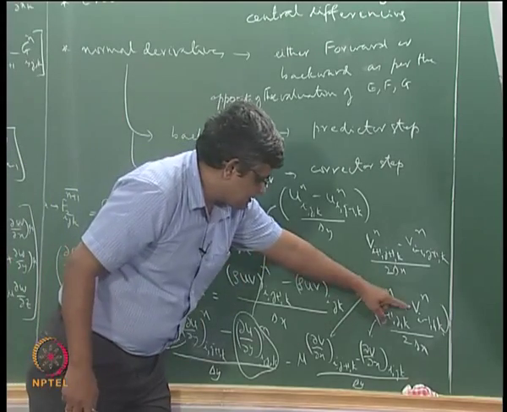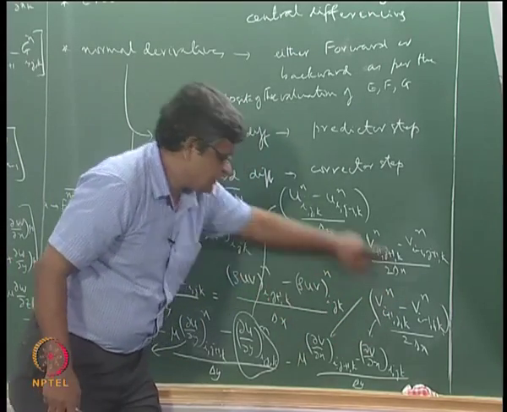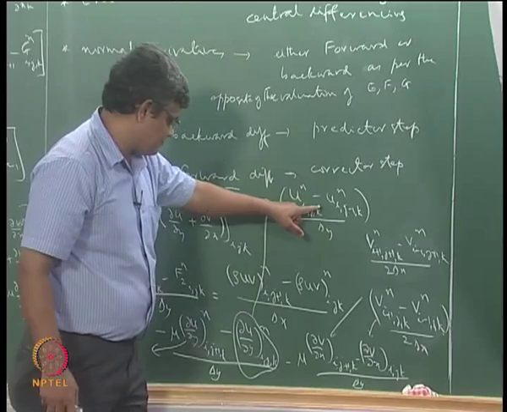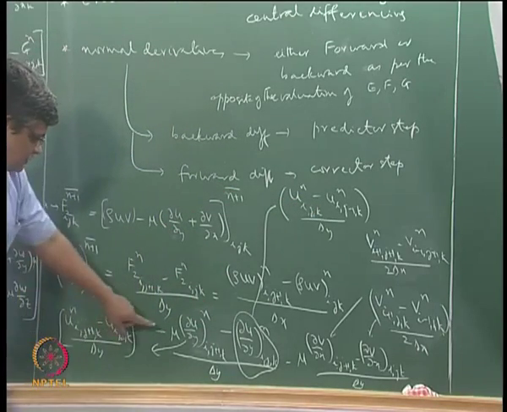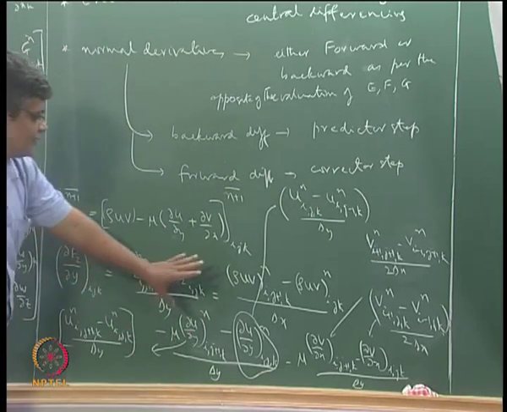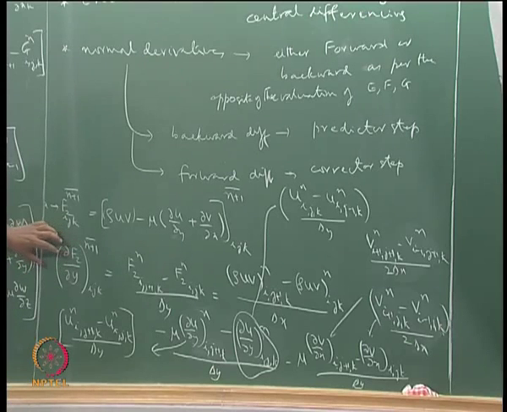Okay, so now we can substitute this here and substitute this here and get an overall expression, and substitute this here and substitute this here and get an overall expression, and that will give us the evaluation of dou f2 by dou y at the predictor step for the x momentum equation, because we are considering the x momentum equation.